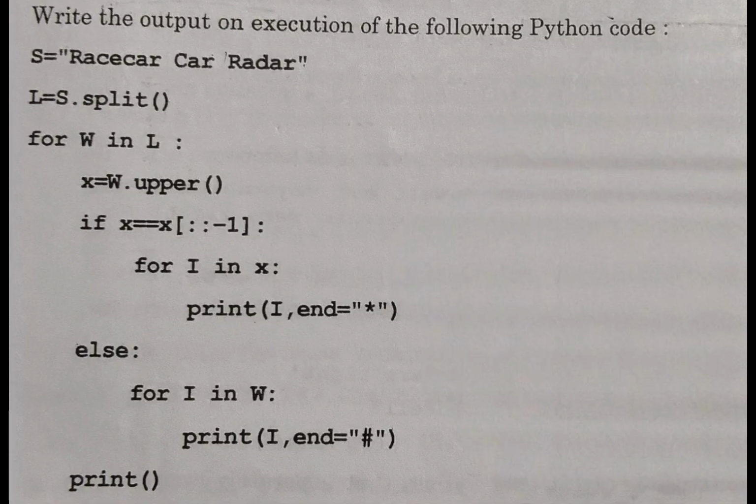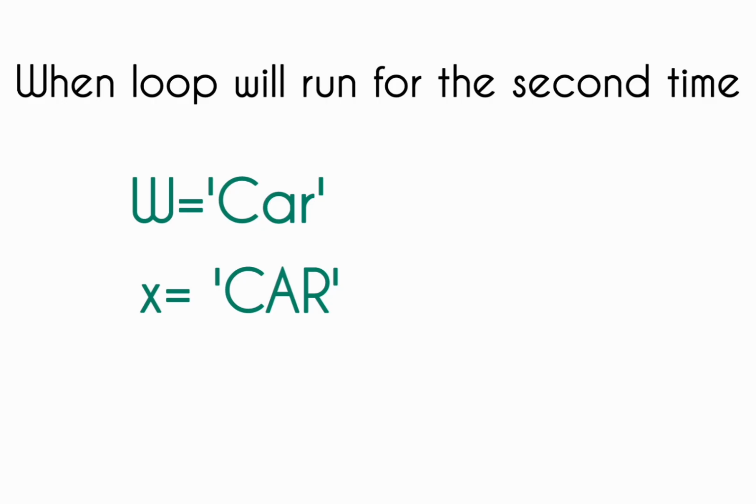Now we are going to run our loop for the second time. So when the loop will run for the second time, the value of W will be car, because in the list which is inside the variable L, there are three elements: racecar, car, and radar. So for the first time the value of W was racecar, and now for the second time the value of W will be car, because the second element of that list is car.